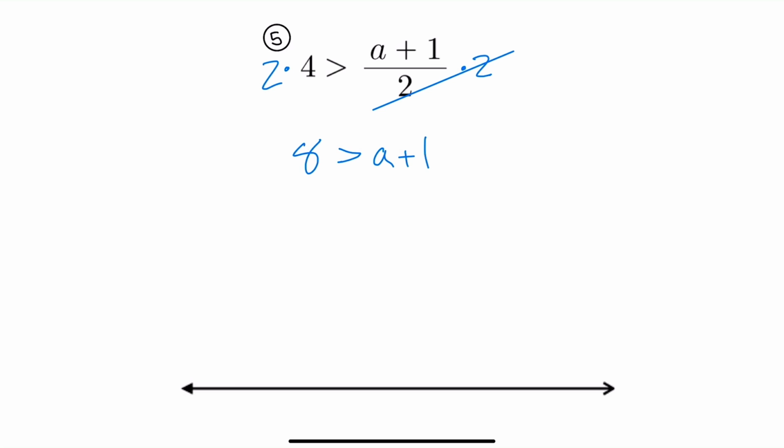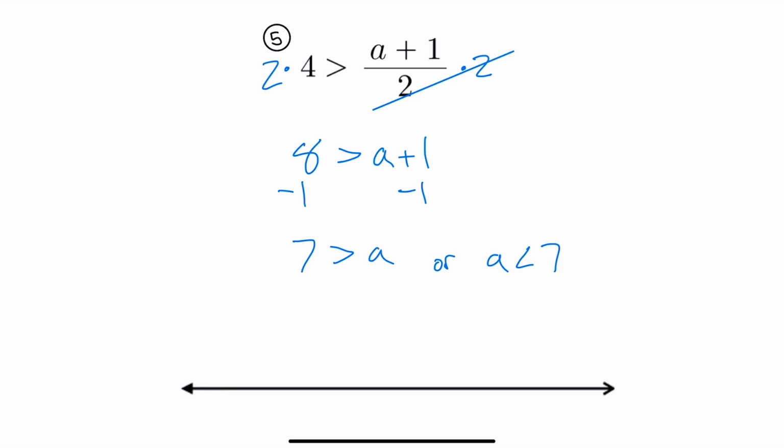All right, so a plus 1, well, I got to get rid of the 1. So we're going to subtract 1 from both sides. 8 minus 1 is going to be 7, greater than a. Okay, so 7 is greater than a. If 7's greater than a, let's just rearrange this to say a is less than 7. Now, these are the same thing. Both of these are the same statement. We just rearrange them so that when we graph it, it's easier to read.